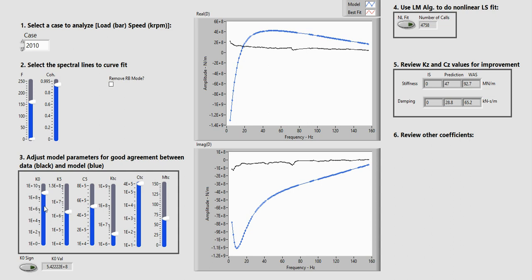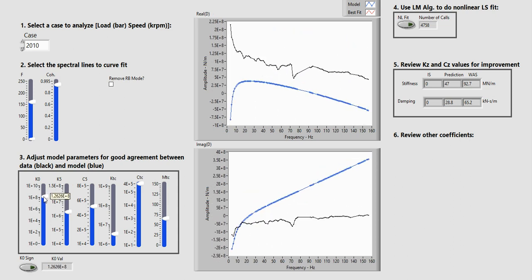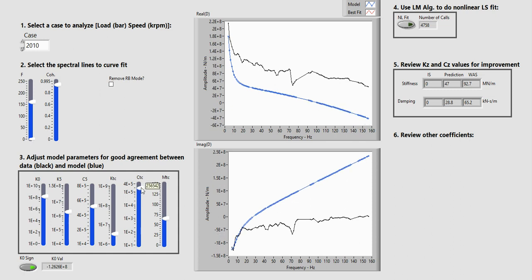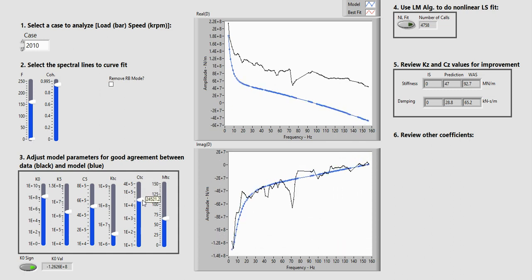So I have these set to kind of an odd value right now, and the model is not matching the data. So I'm going to use these sliders to bring the black line and blue line into agreement. I've given myself the opportunity to change the sign on the cross-coupled stiffness term because I'm not exactly sure where it's coming from. So to give myself the best chance of matching data to model, I'm letting myself change the sign on that kind of arbitrarily. So these are okay.